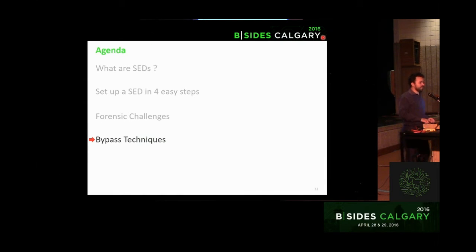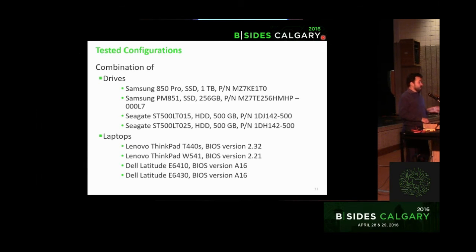Okay, so now we get to the fun part. How do we bypass self-encrypting drives? Like I mentioned before, the techniques to bypass self-encrypting drives are not something that are specific to a certain laptop manufacturer or a certain drive manufacturer or a certain software. It's just the way the standard is made, and everybody that implements the standard is going to work that way. There's things that can be done to mitigate some of the risks, and we're going to see that a bit later, but it pretty much works on anything that implements this.